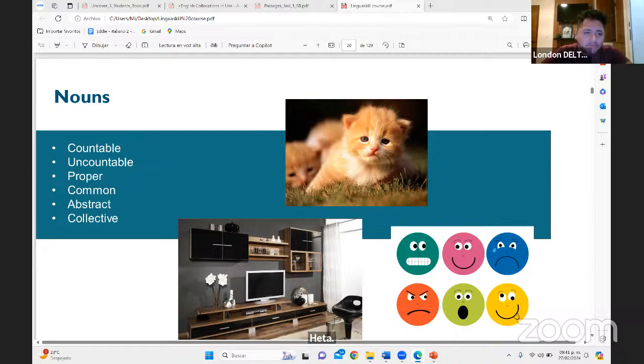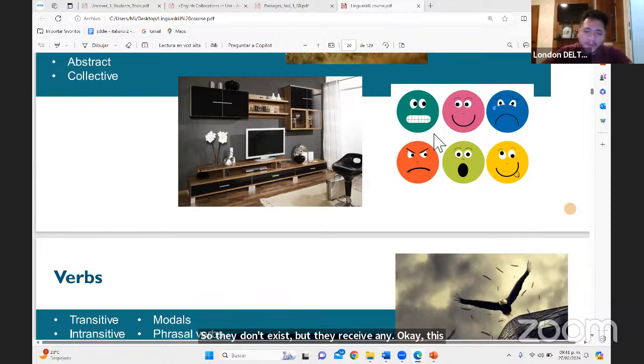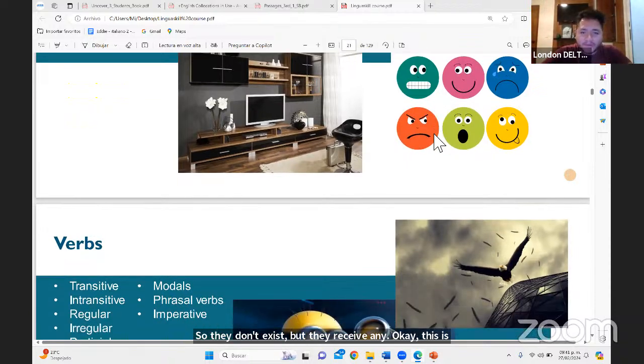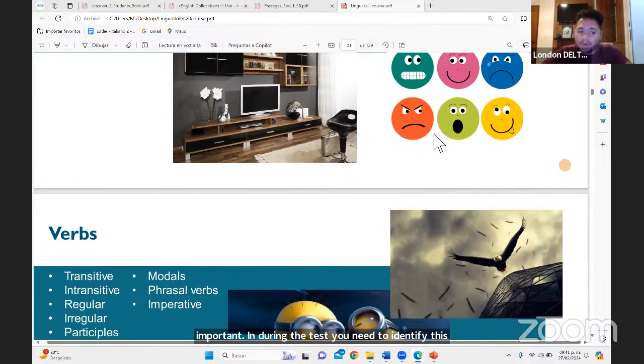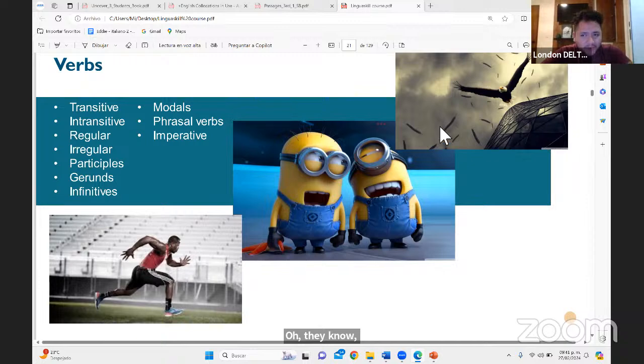We could say, I don't know, wisdom, sabiduría, right? Those are abstract, so they don't exist, but they receive a name. Okay, this is important. Y during the test, you need to identify this. Durante el examen, si nosotros podemos identificar cuál es el sustantivo o de los grupos de palabras, cuál es un verbo, it will be easier. Okay, let's move on a little bit quick.